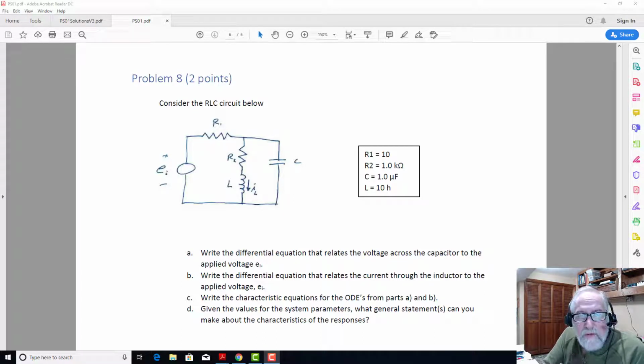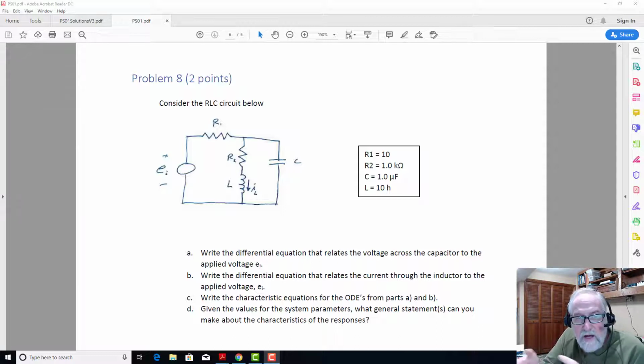So we have a two-loop circuit with two resistors, an inductor, and a capacitor. We have an input voltage applied, and we have values for the four components: R1, R2, L, and C. And there are four parts to this problem. The first is to write a differential equation that relates the voltage across the capacitor to the applied voltage. The second one is to write another differential equation in terms of I sub L.